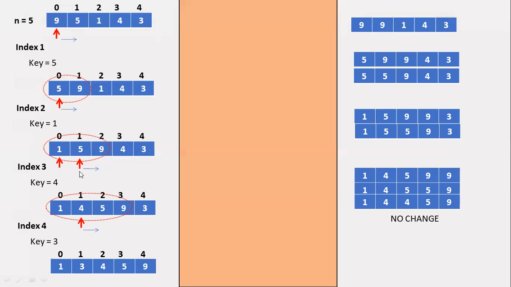So where we have to stop this comparison? We have to stop this comparison when j is greater than 0 and the key value is less than array of j minus 1. So the iteration stops when j value is greater than 0 and the key value is less than array of j minus 1.